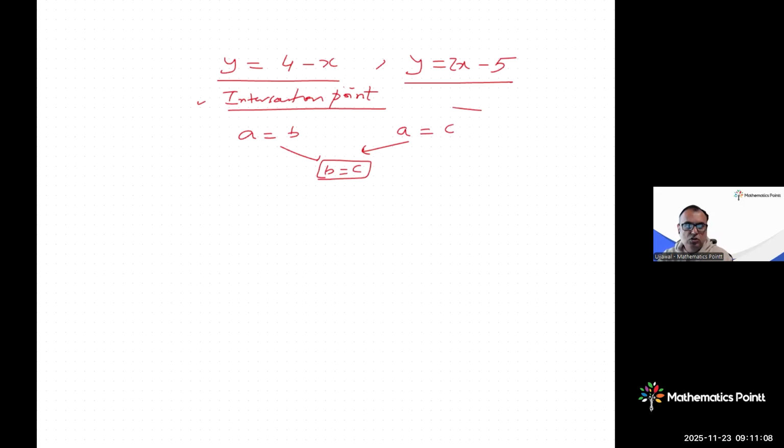All right, so let's say this is A and this was B, and this is A again and this is C, my bad. A equals C. So can I say B is equal to C? Yes, I can. So I can simply say 4 minus x equals 2x minus 5.